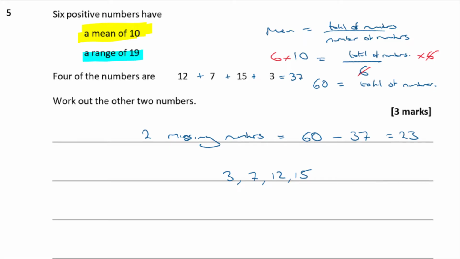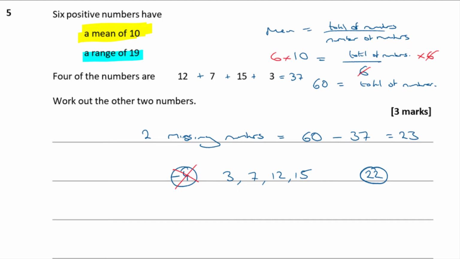Now the range is 19, so the highest number is going to be 19 more than the lowest number. That could mean I've got a 22 as my highest number, or I suppose it could mean that 15 was my highest number and my lowest number is going to be 19 less, which would be -4. So is it going to be -4 or is it going to be 22? Well, it can't be -4, because if they add up to 23, then the other number must be 27. So 27 and -4 make 23. So that one's out. It could be 22, couldn't it?